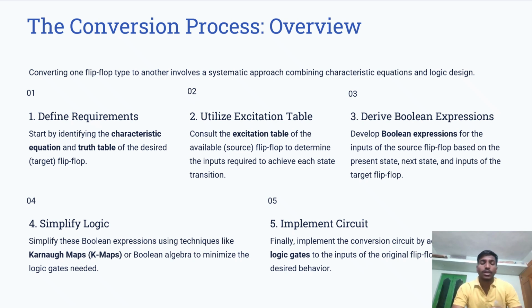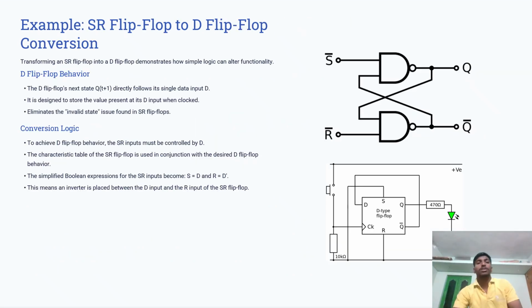Implement the circuit. Finally, implement the conversion circuit by adding the necessary logic gates to the inputs of the original flip-flop to achieve the desired behavior. Example for the conversion process.